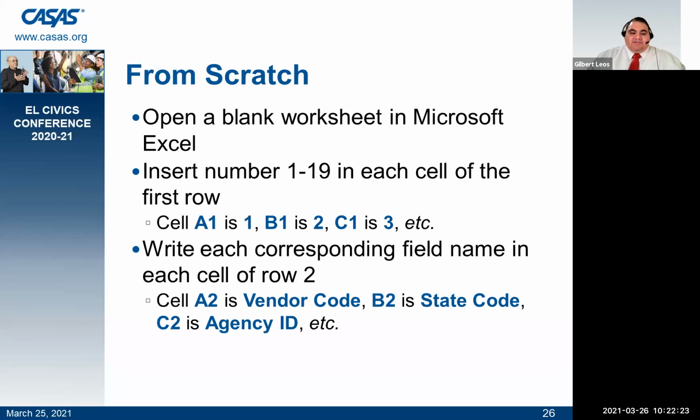So from scratch, you open up Microsoft Excel, you get a blank worksheet, and you have all these nice cells there. What we're going to do is go to the first row of that worksheet, and in that first cell we're going to put 1, and then we're going to go 1 through 19, and fill in a number at each cell. So the first cell, A1, is going to be number 1, in B1 it'll be number 2, and C1 is going to be 3, and so forth until we reach the number 19.